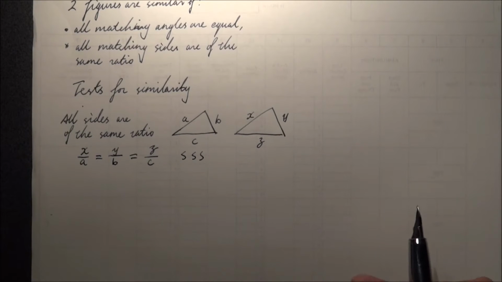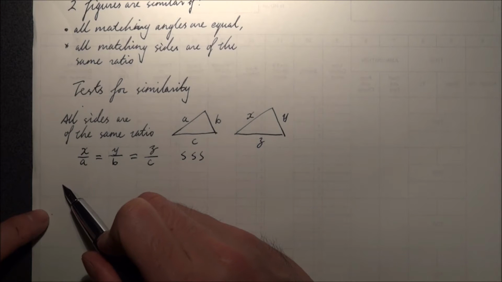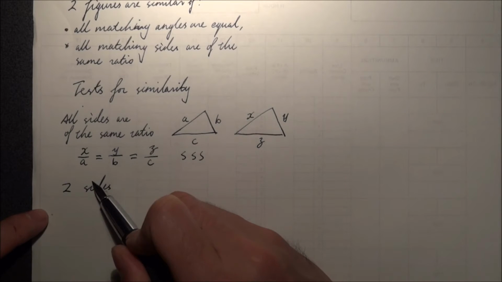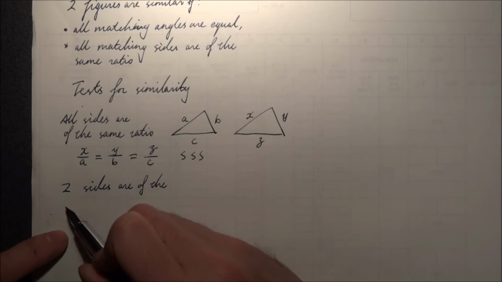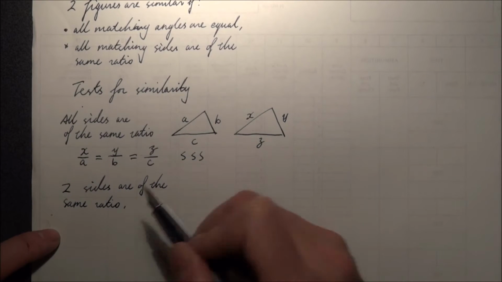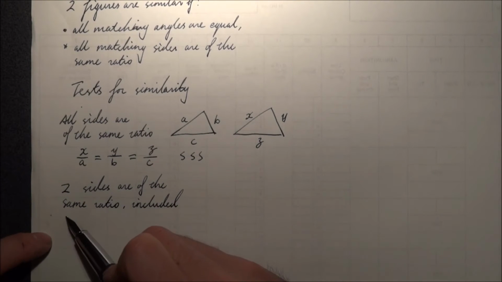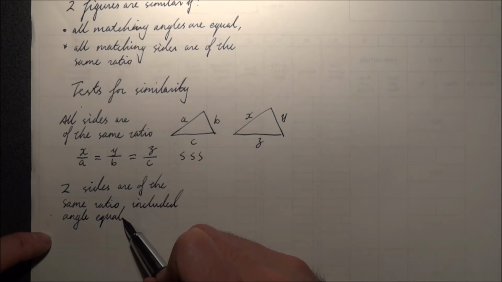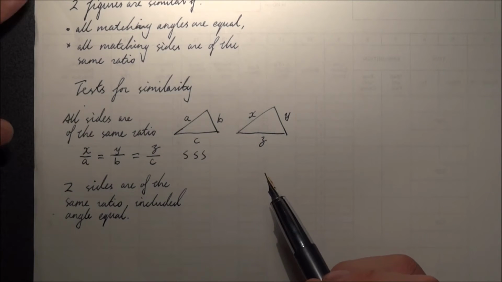Yeah? And the next one is 2 sides of the same ratio and the included angle. Recall that this is extremely similar to congruence once again.